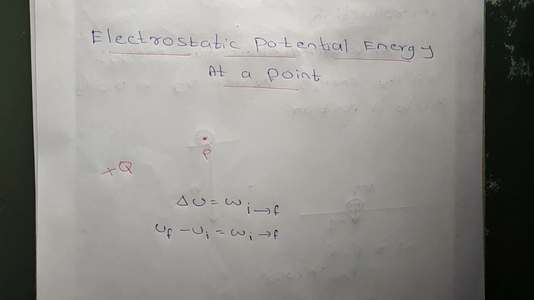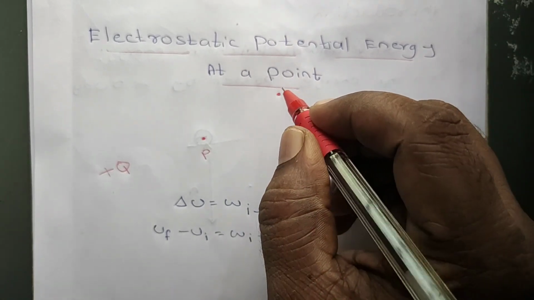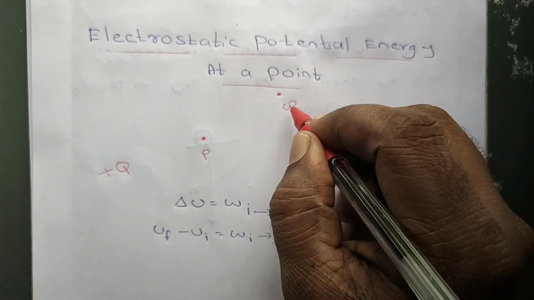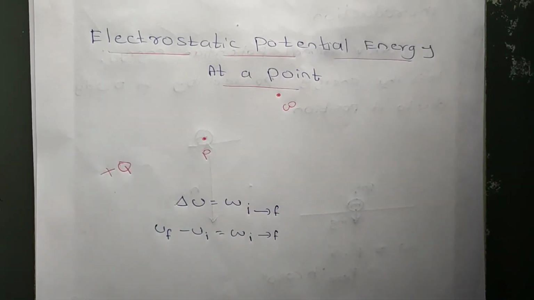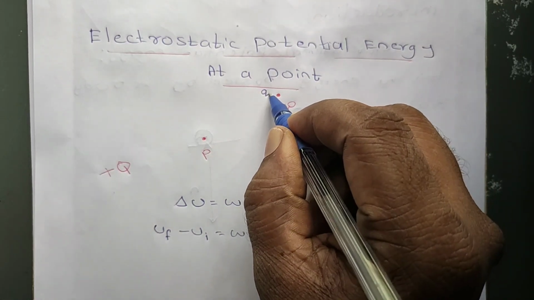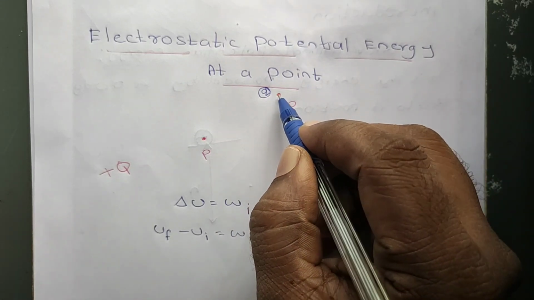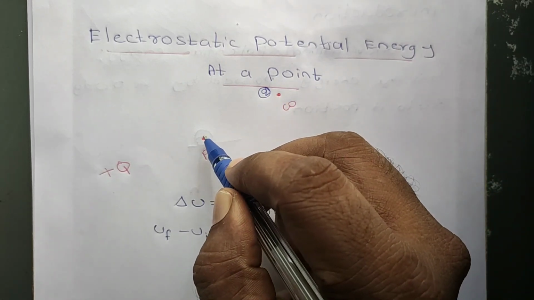Okay, so here what I am going to do is consider the initial point. This initial point I am going to consider as infinity. Then I am going to find out the work done. So this is my point at infinity. Clear? So here what are the forces? Here there is my Q charge. This charge I am going to bring from infinity to this point.